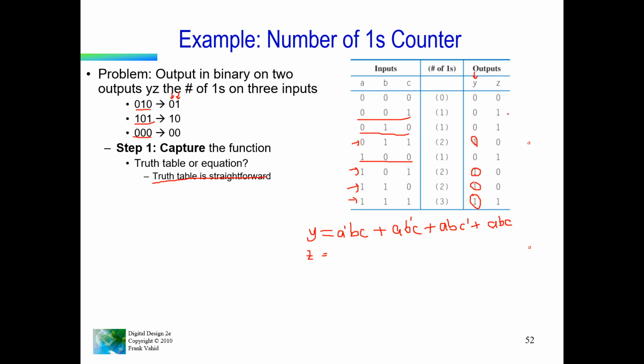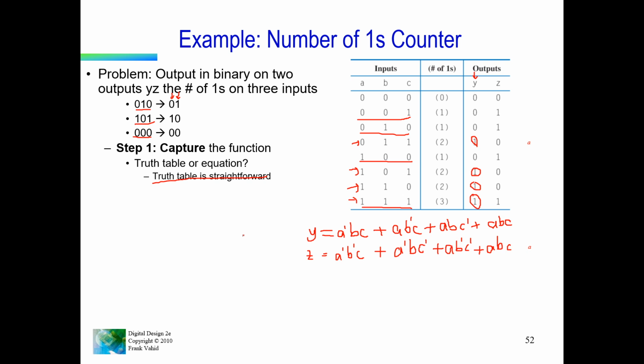So again, it has 1, 2, 3, 4 ones. So this is also 1 for Z. So I can represent it as A prime, B prime, C, or A prime, B, C prime, or A, B prime, C prime, or A, B, C. So the step 2a has finished.